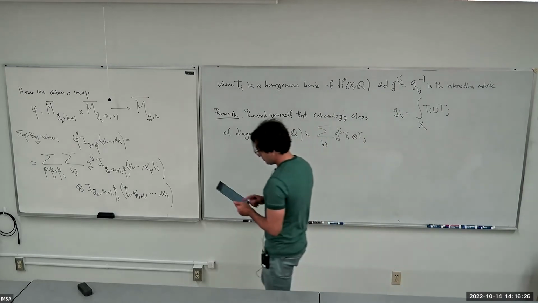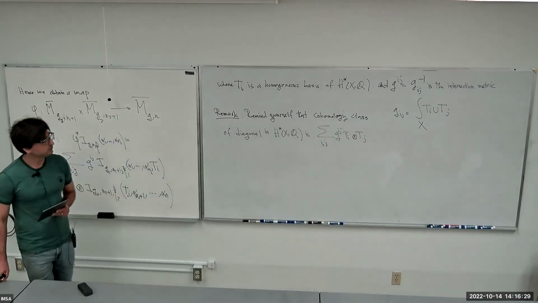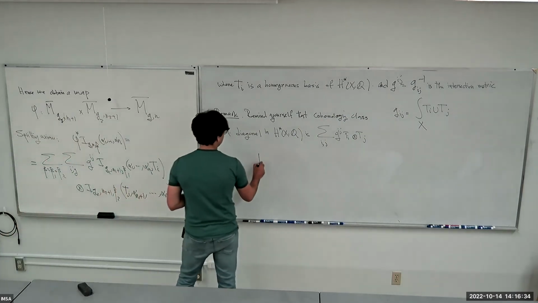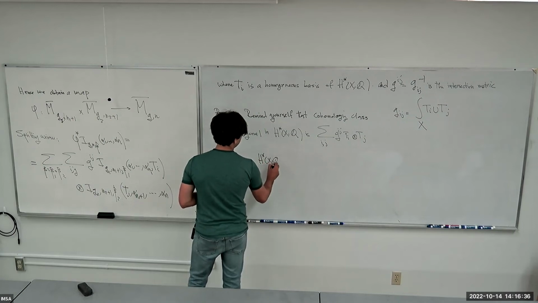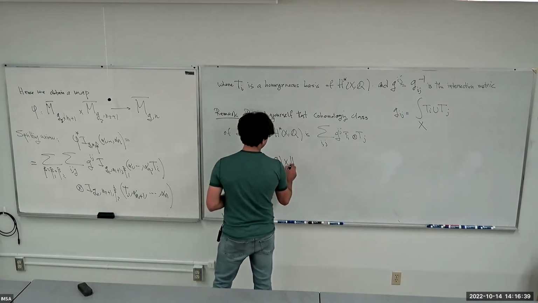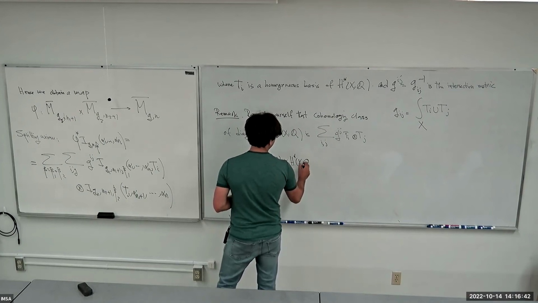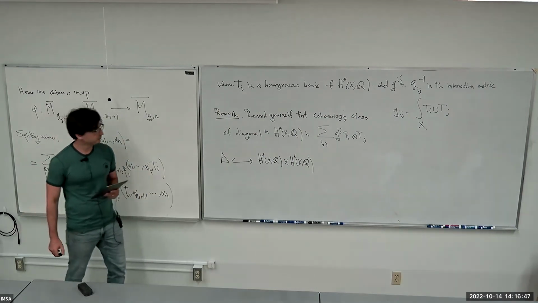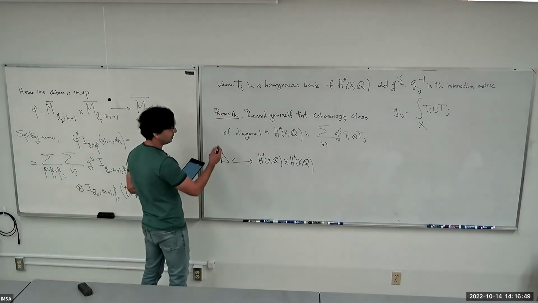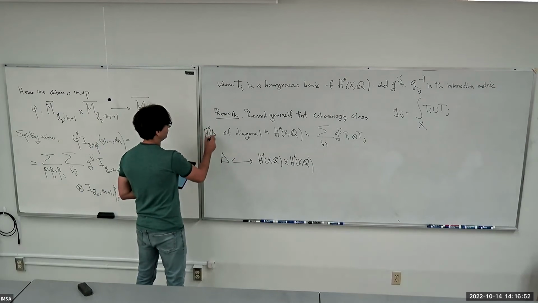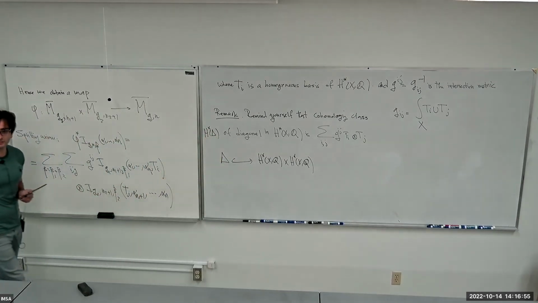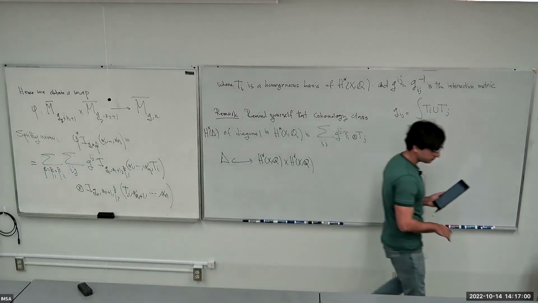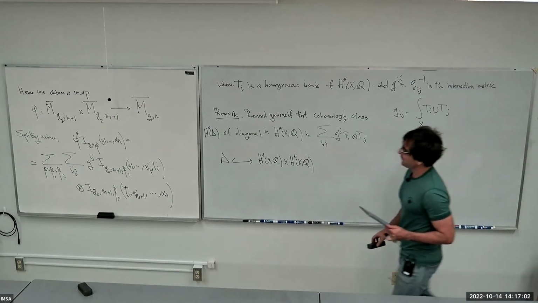Okay. So, yeah. It means if I'm looking at H star X times H star X, and I'm looking at diagonal embedding of it inside here, then cohomology class of diagonal is given by that. Okay.